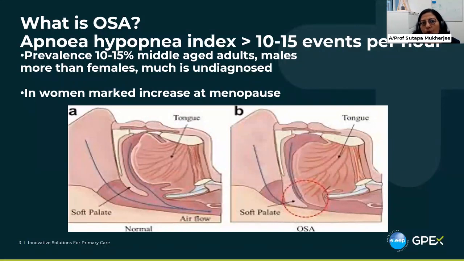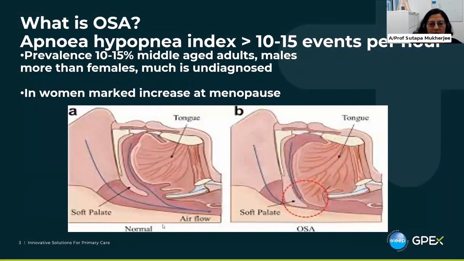It's definitely more common in males, and much of it is undiagnosed. In women, what we do see is a very marked increase in apnea-hypopnea index around the time of the menopause, and that seems to be because estrogen and progesterone are known to have effects on the upper airway. It's stabilizing the upper airway. So, of course, when estrogen and progesterone are not present anymore, you have more airway collapse.